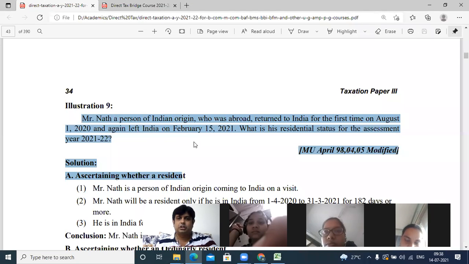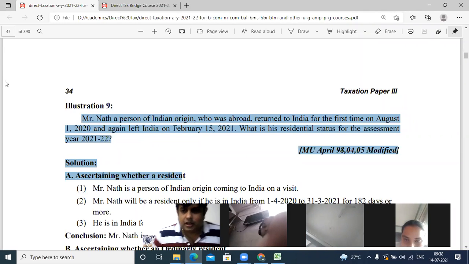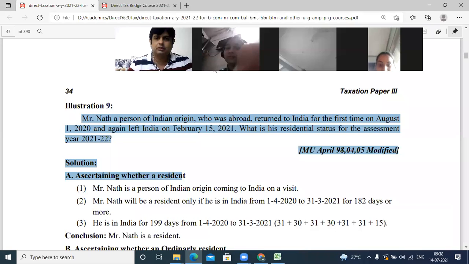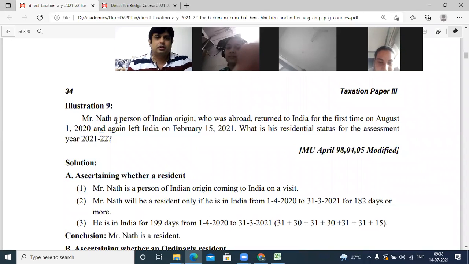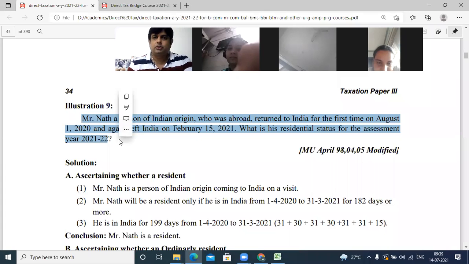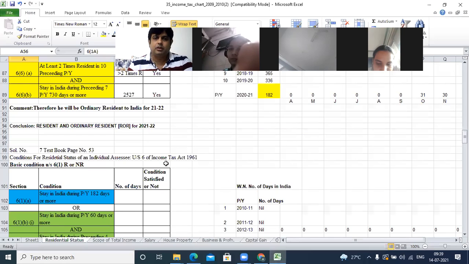So this is the question. Settle abroad, coming India. God, where have I got stuck. So for them, 6(1)(a) will be applicable.